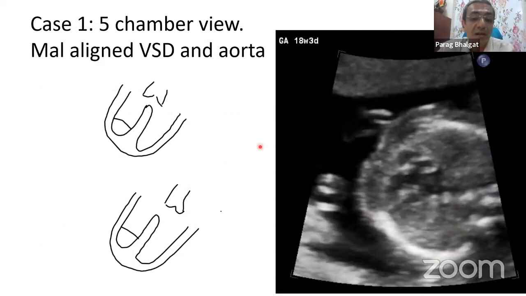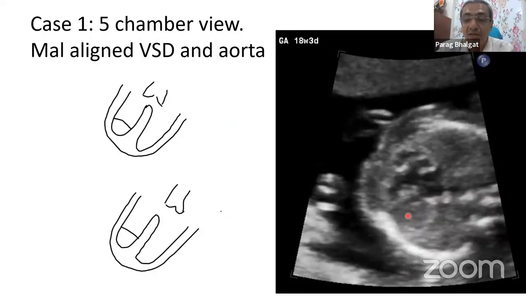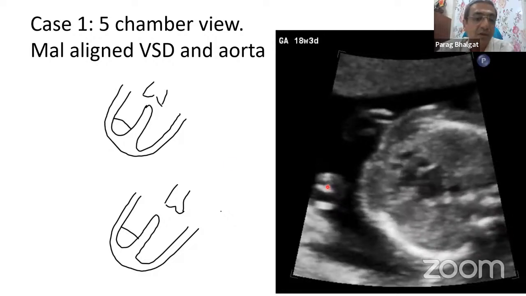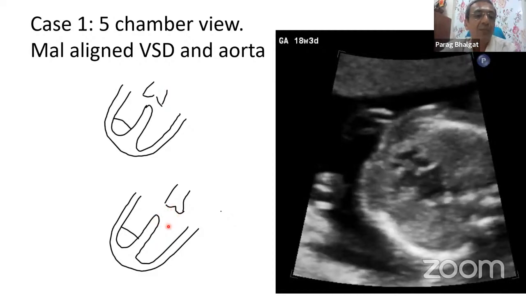So understanding malaligned VSD. Looking at this image, this is left ventricle, right ventricle. This is the VSD. If this is the plane of VSD, so aorta is committed to both the ventricles. So this is malaligned VSD. Aorta committed to both the ventricles, as against routine VSD committed to only LV. This is a pictorial depiction for your understanding.